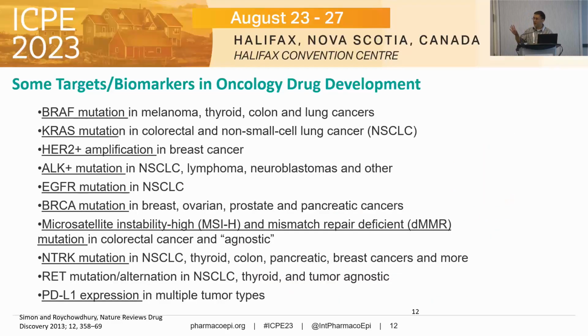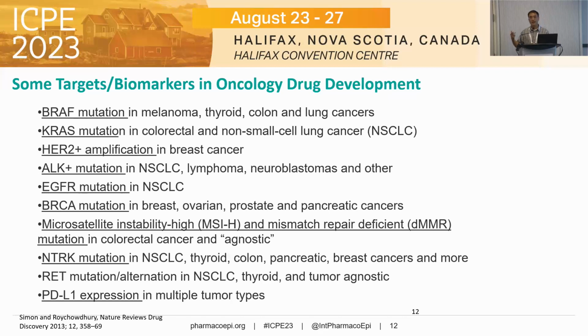This is not really an exhaustive list, but just to show you the different biomarkers that have been identified in oncology development. For example, the first one, BRAF mutations, has now been validated in melanoma, thyroid, colon, and lung cancers. KRAS mutations, as we know, are being used to select patients for treatment in colorectal cancers. And in the recent several years, there are now several drugs either already approved or under development for non-small cell lung cancer.